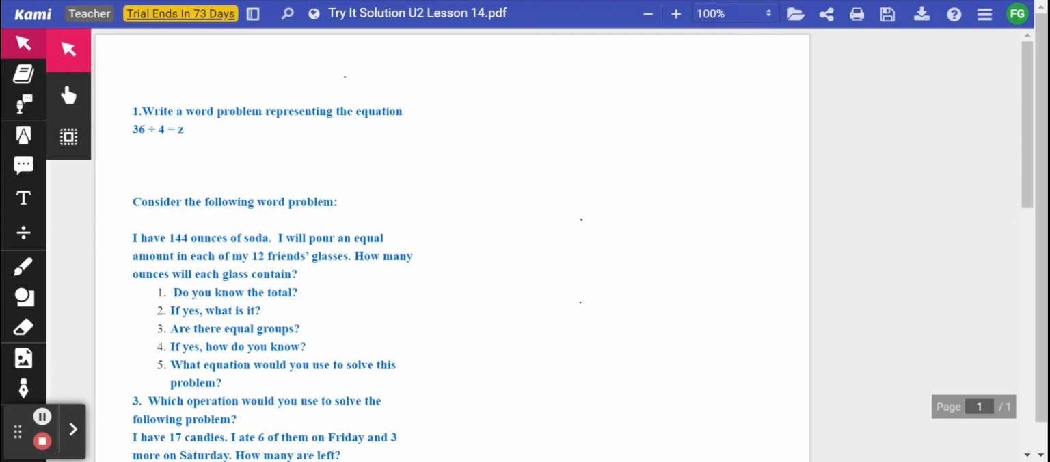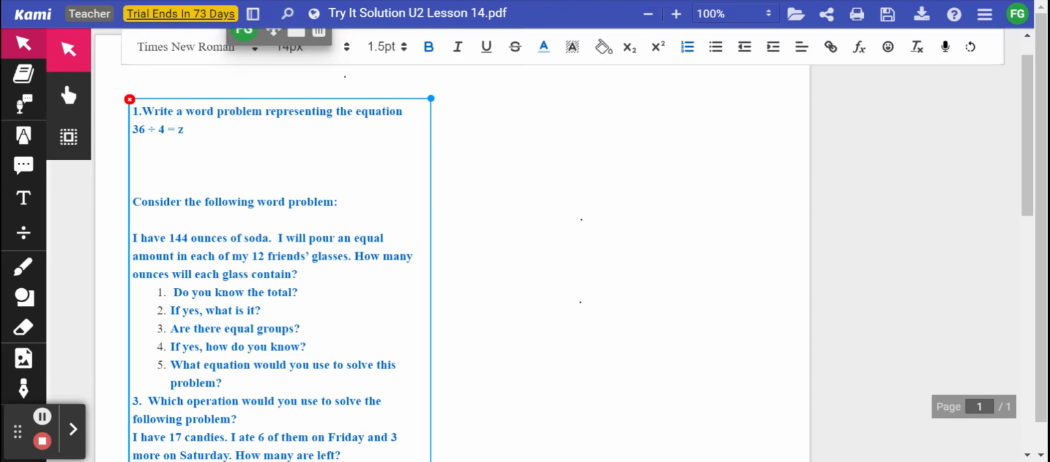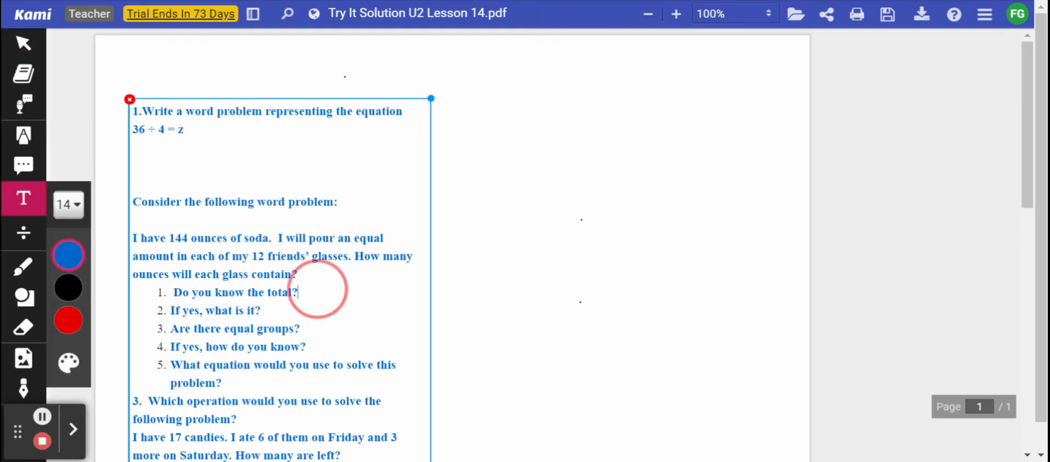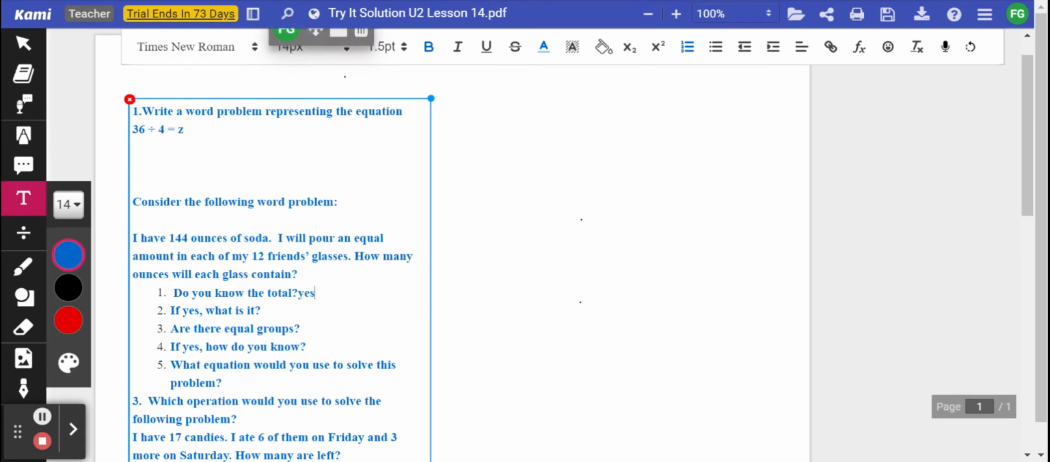Okay, the next one says, consider the following word problem. I have 144 ounces of soda. I will pour an equal amount in each of my 12 friends' glasses. How many ounces will each glass contain? First of all, do you know the total? We're talking about ounces, because that's what the question asks. Do I know the total ounces? Yes, it says 144. So our first answer would be yes. If it is yes, what is it? It says right up here in the problem that it's 144. So when you write your answers for your practice today, you would have a yes there, and the total would be 144.